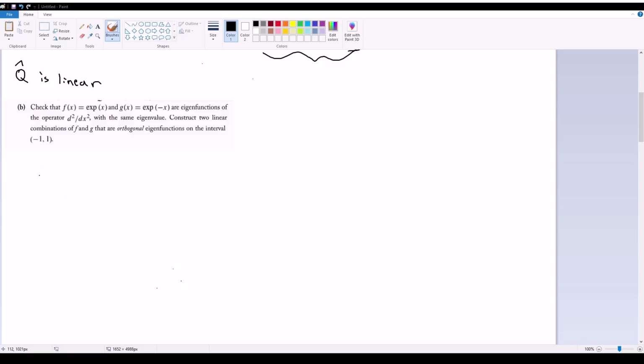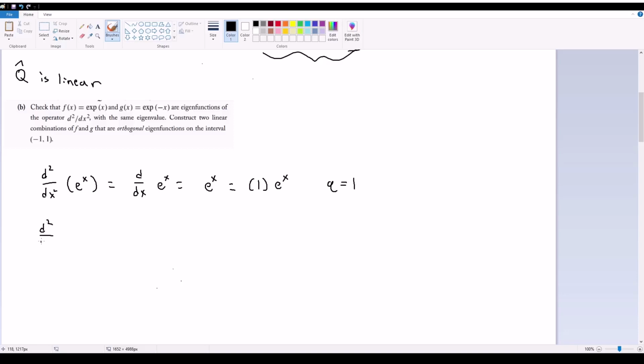Apply this operator, which is d2 by dx squared, onto each of these functions. So first off, e to the power of x. This is going to give me d by dx of e to the x, which is equal to e to the x, which is equal to the value 1 times e to the x. Therefore, your eigenvalue is equal to 1.